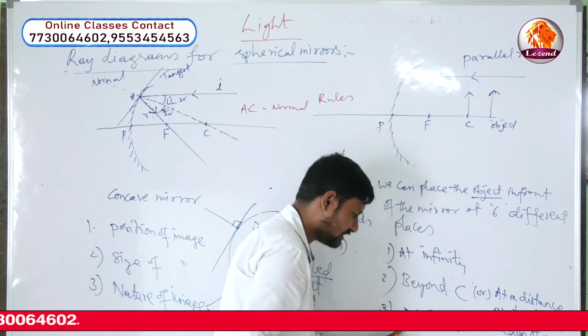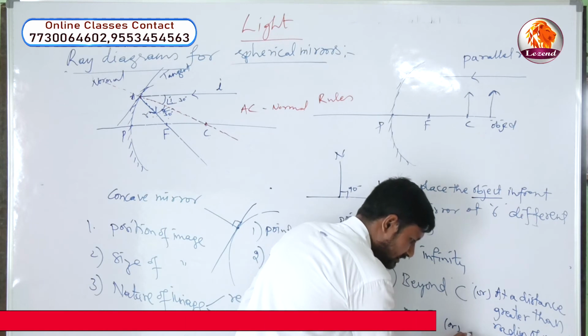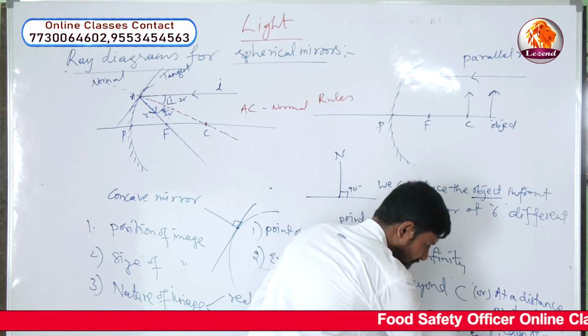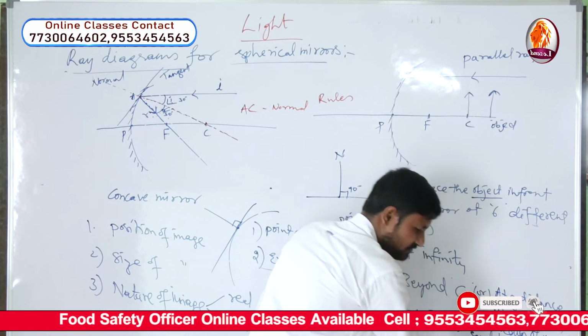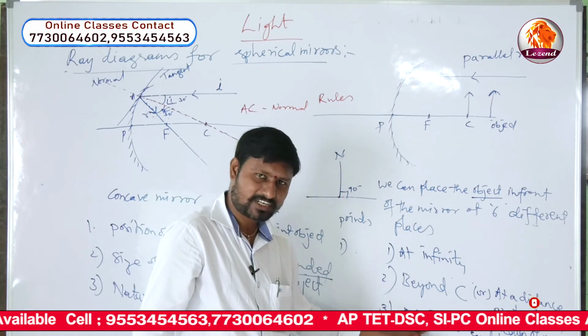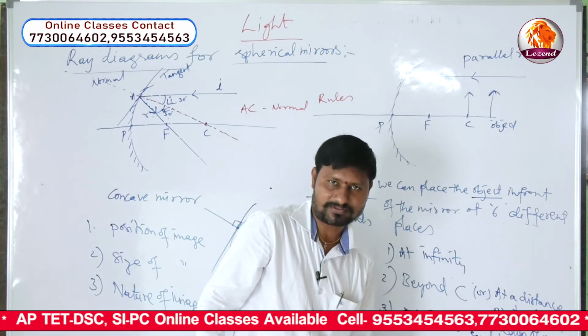In other words, we can say the object is placed on C, or at a distance equal to the radius of curvature. Radius of curvature we denote with R. I am using the symbolic representation R for short. So on C we can say, otherwise, the object is placed at a distance equal to the radius of curvature.